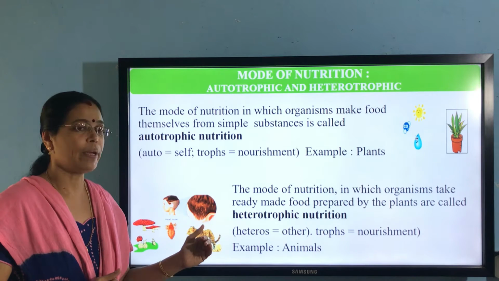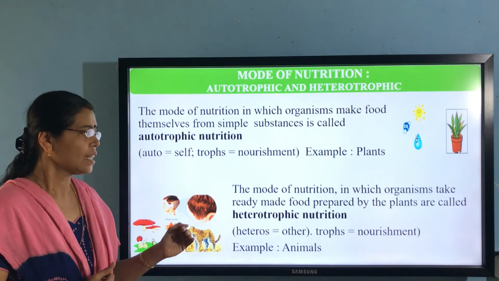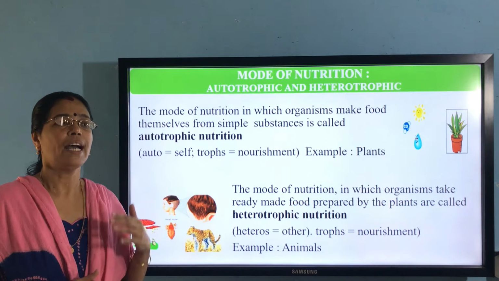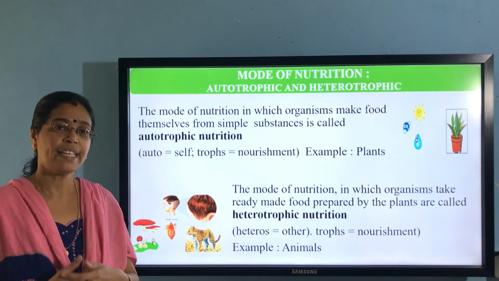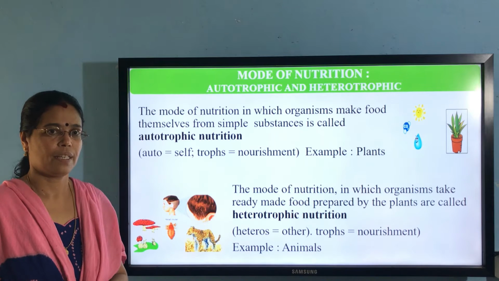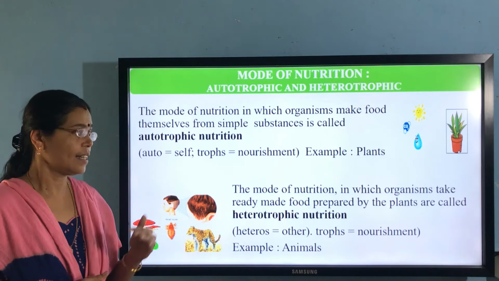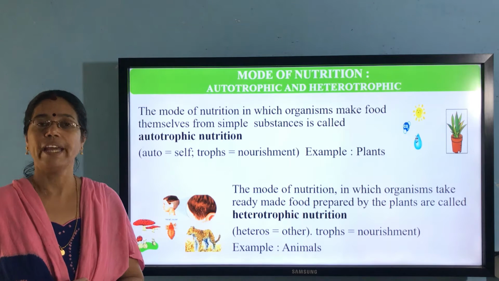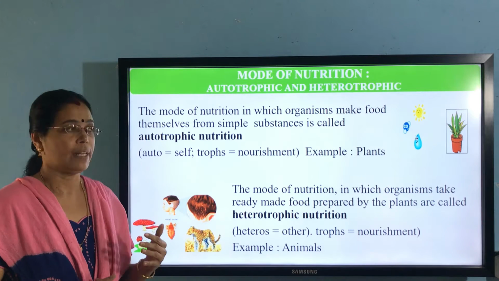Heterotrophs. Here hetero means others, trop means nourishment. Here these organisms depend upon other organisms for their food. That means they take ready-made nutrients from other organisms. Such organisms are known as heterotrophs and this mode of nutrition is called the heterotrophic mode of nutrition. The examples are animals.